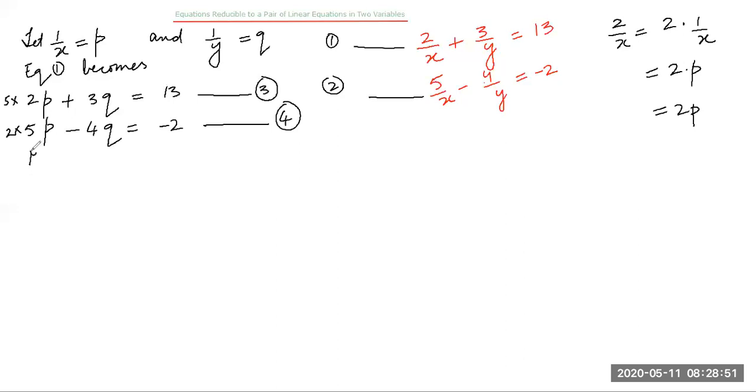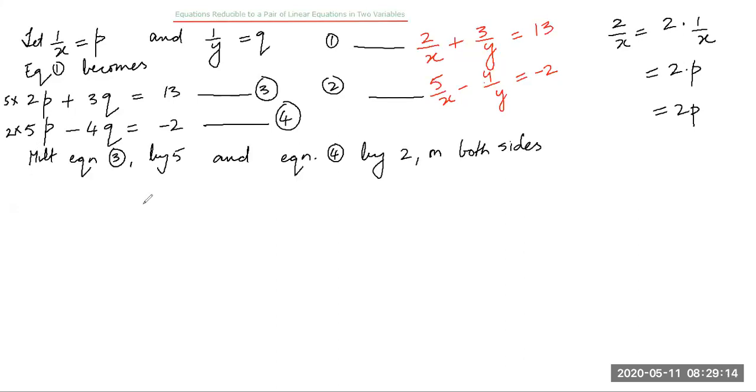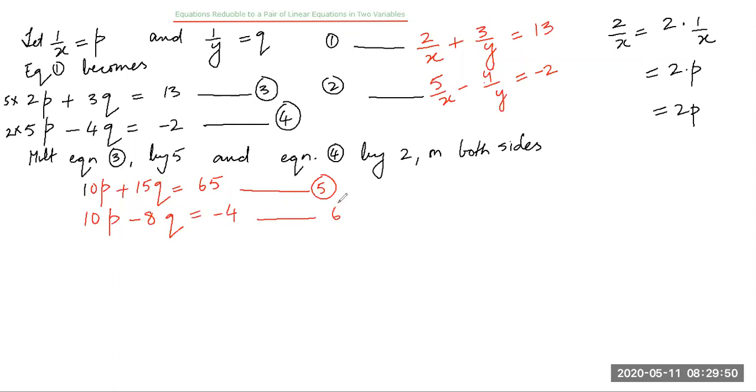So I will write multiplying both sides. Now what do I get? Here I'll get new equations, right? Those equations would be 10p plus 5 into 3, which is 15q, is equal to 13 fives are 65. Now let's say this is equation 5, and this one becomes 10p, 2 multiplied by 5 is 10p, minus 8q is equal to 2 multiplied by minus 2, which is minus 4. This is my sixth equation.